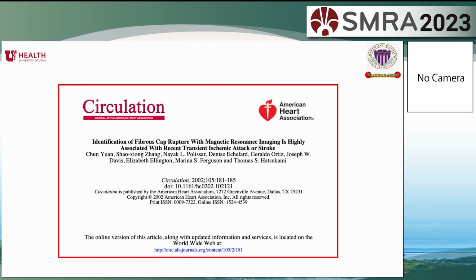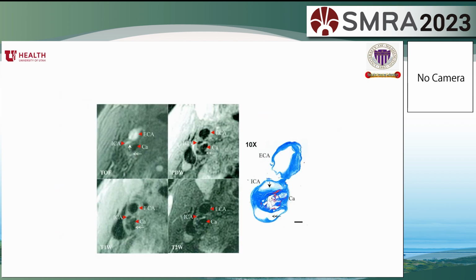And then the next question is, you can see all these tissues, so what? Whether this actually provides any useful information. So this is an early paper that we published looking into the identification of fibrous cap rupture and its relationship to events, stroke or TIAs. It basically shows that cap rupture identified on MR images seems to be very indicative of the risk of stroke or TIAs.